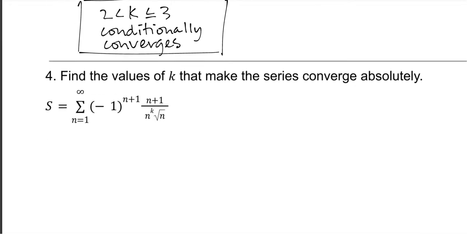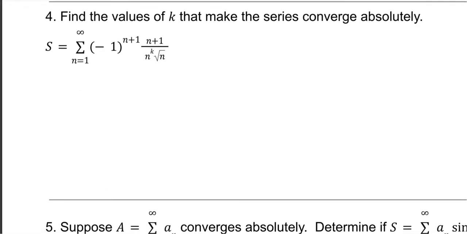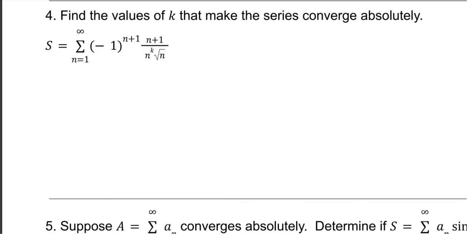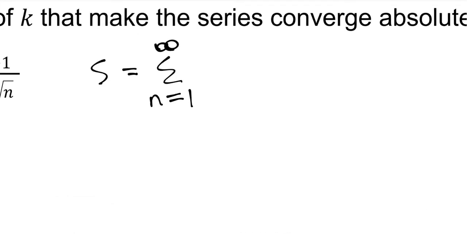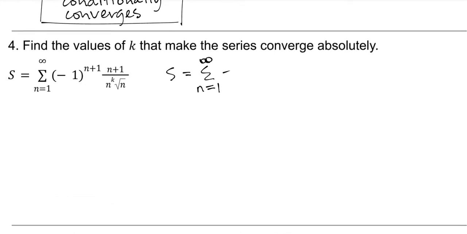All right. Now we're going to find the values of k that make the series converge absolutely. And that's where we need to be bigger on bottom by more than 1. So here I've got n to the 1/2 times n to the k. If I rewrote it by simplifying with the powers, I'd be saying, whoops, -1 to the n plus 1 times n plus 1 over n to the k plus 1/2.